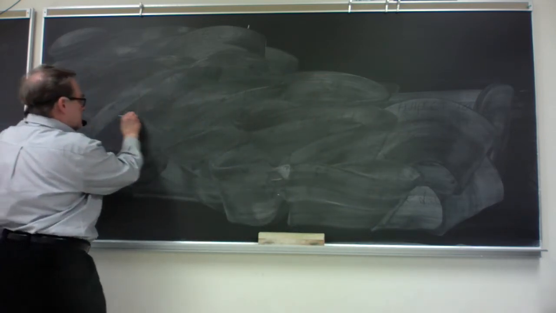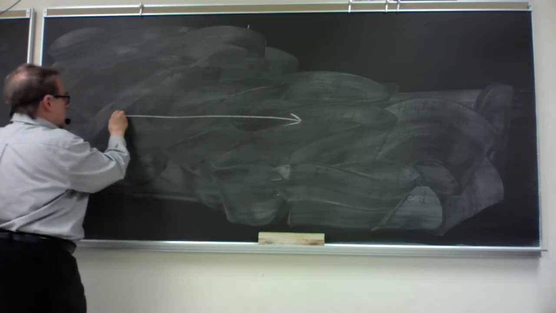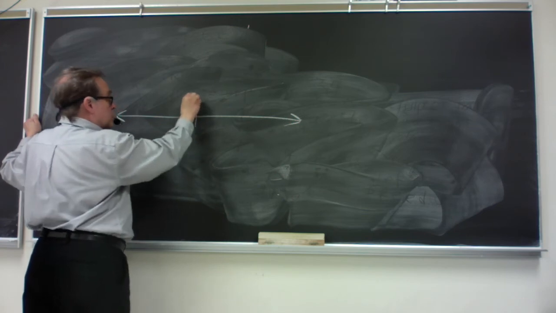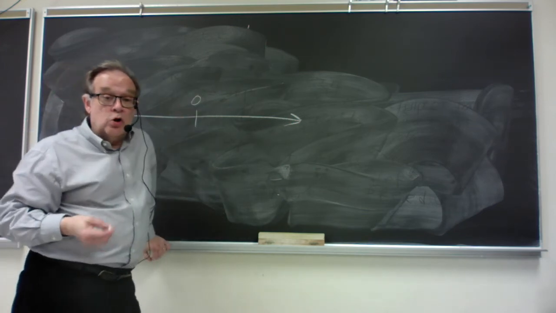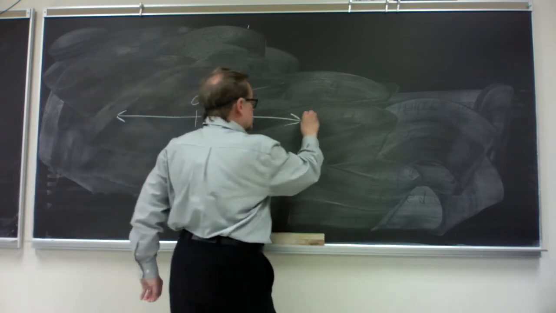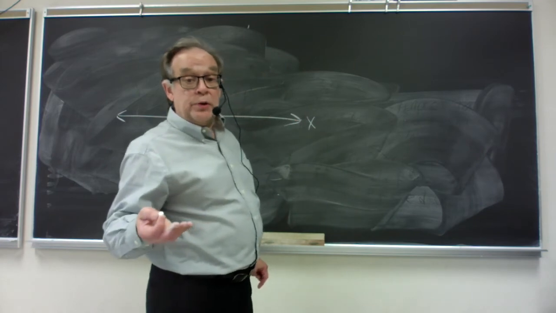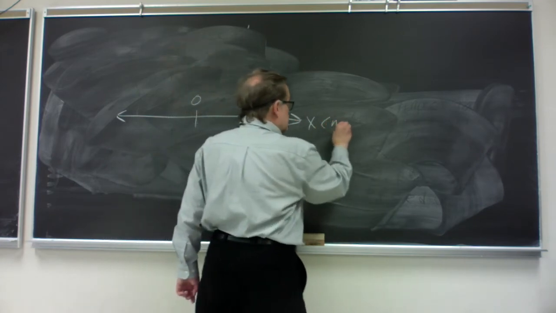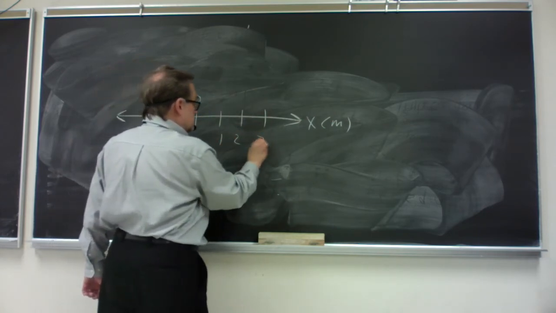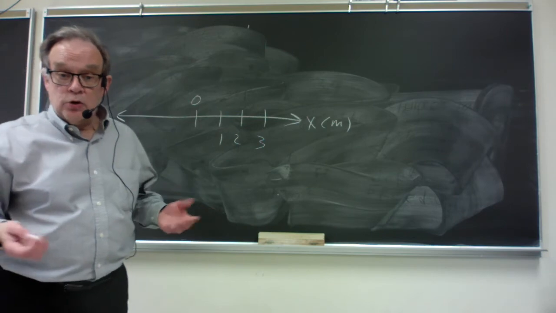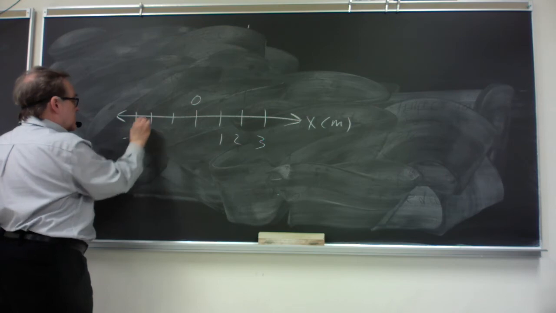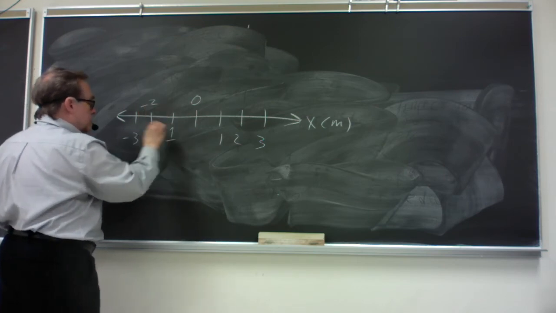So here's a number line representing different locations, and here's the origin of our coordinate system, the point that we will call 0, and we'll mark the different locations in meters. x is the variable that we will use for location, and x will always be a certain number of meters. So there's the 1, 2, 3 meter locations, and then here's the -1, -2, -3 meter locations.